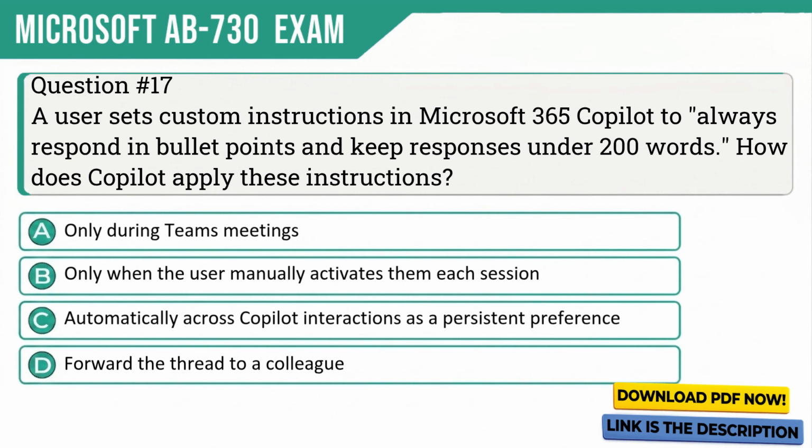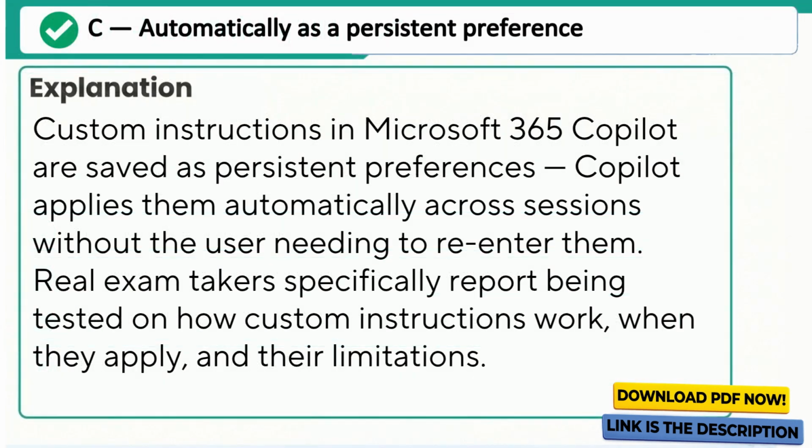D. Forward the thread to a colleague. Correct answer, C. Automatically as a persistent preference. Explanation: custom instructions in Microsoft 365 Copilot are saved as persistent preferences. Copilot applies them automatically across sessions, without the user needing to re-enter them. Real exam takers specifically report being tested on how custom instructions work, when they apply, and their limitations.